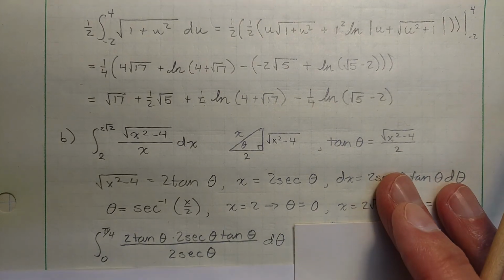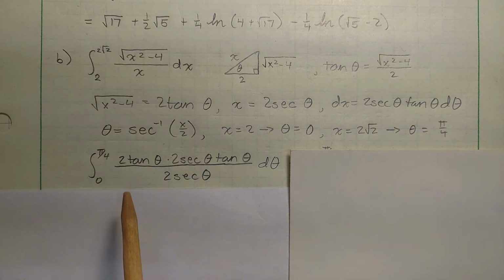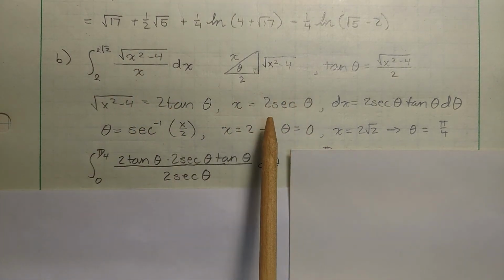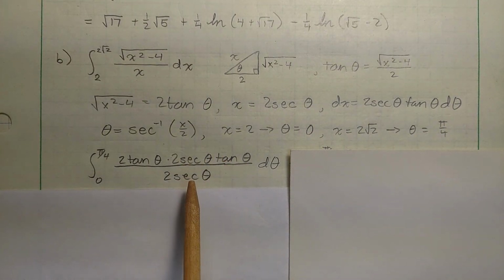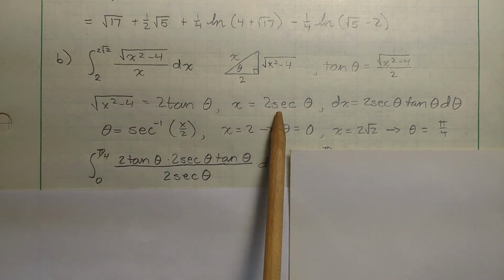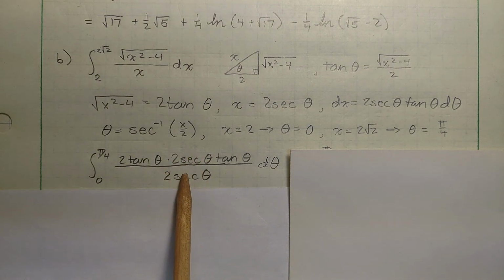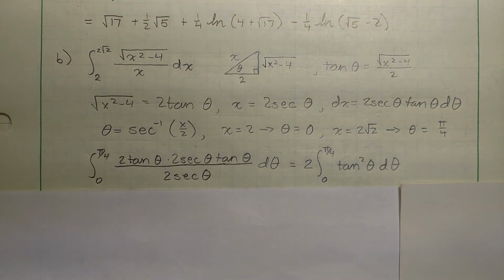So here's my resubstituting with everything in terms of theta. My 0 to pi over 4, I just substituted in here. Here is my radical, 2 tangent theta. Here is my dx, 2 secant theta tangent theta d theta. And in the denominator, I've got x, which is 2 secant theta. Notice the 2 secant thetas cancel, and all I am left with is 2 tangent squared. So I factored out the 2, and I've got 2 times the integral from 0 to pi over 4 of tangent squared theta d theta.